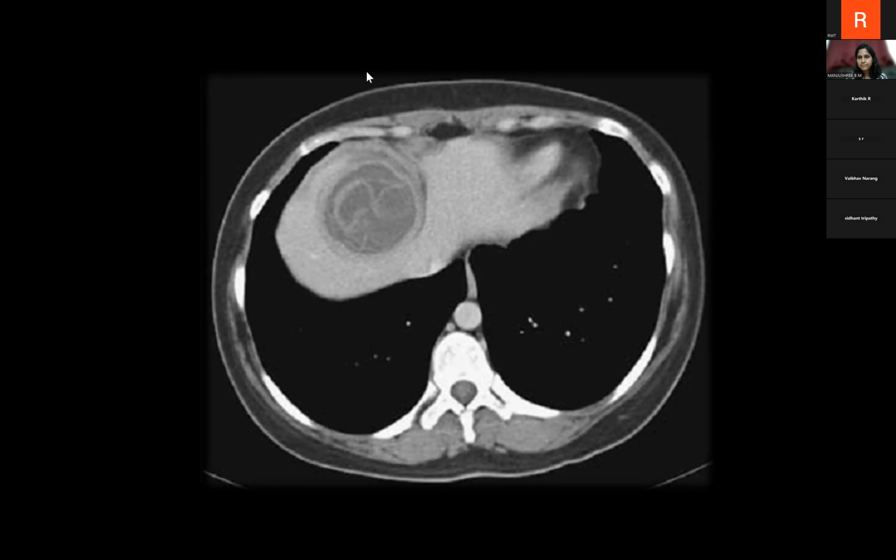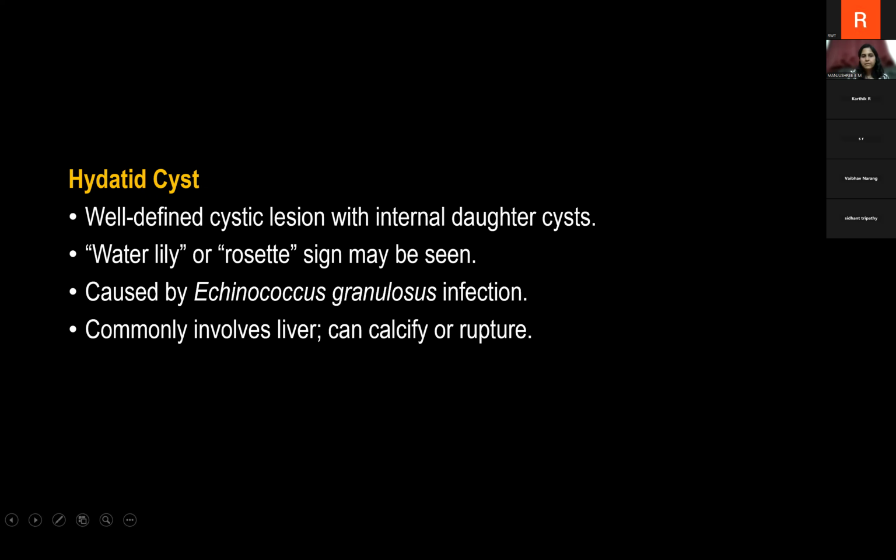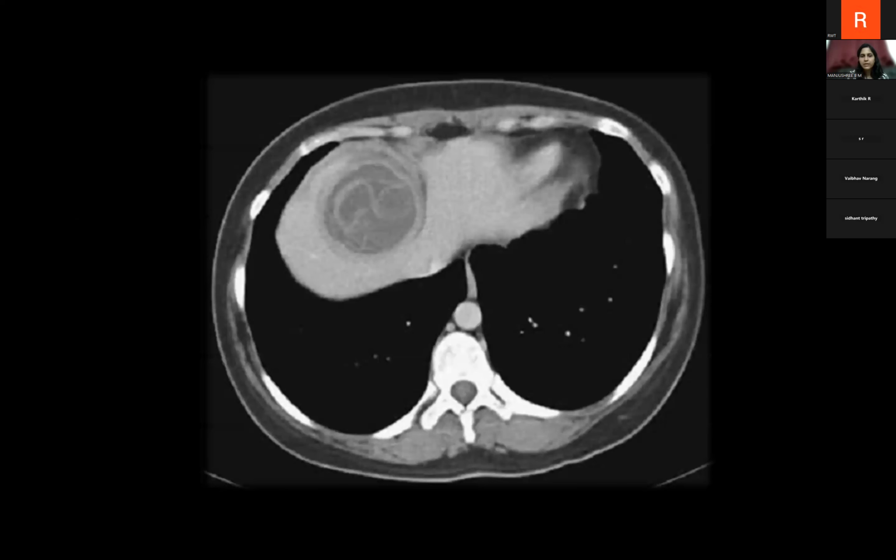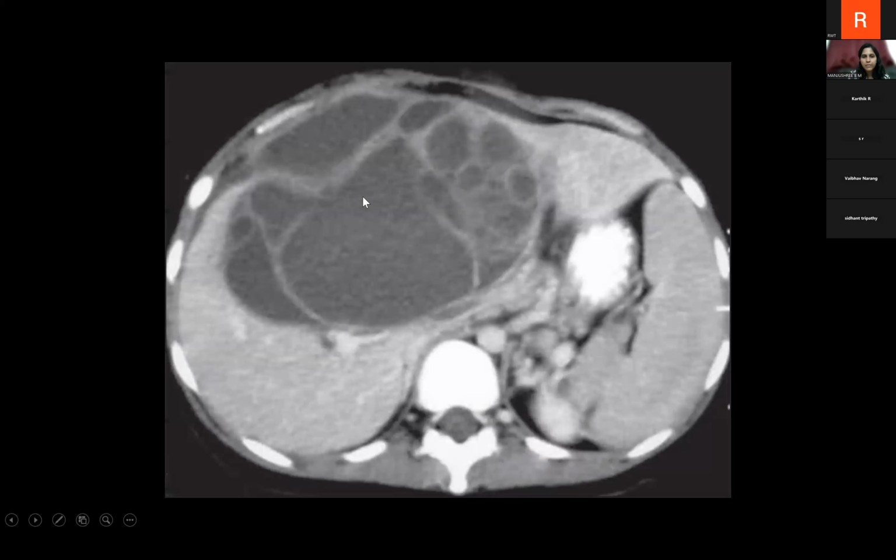Time is up. Okay. Yes. Now this is hydatid cyst. There is a well-defined cystic lesion with internal daughter cysts giving rise to the water lily sign or rosette sign. See, in this slide, you have to focus on this rosette sign or the water lily sign. Whereas in the previous slide, it was a multiloculated cyst.